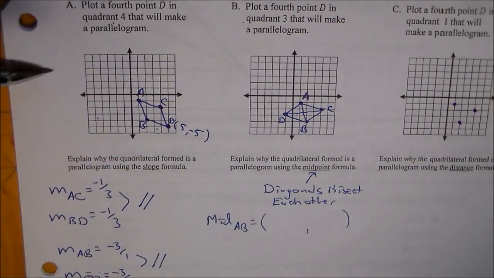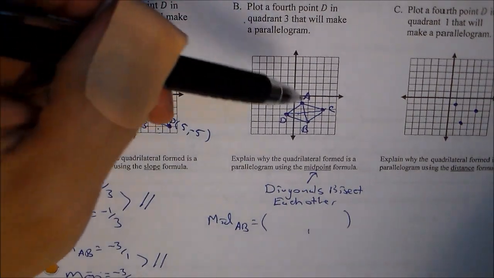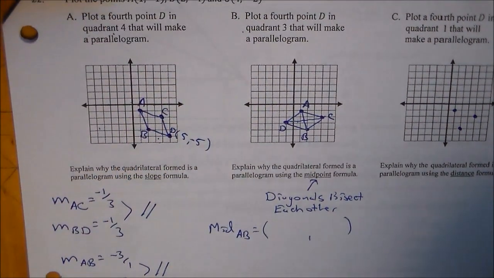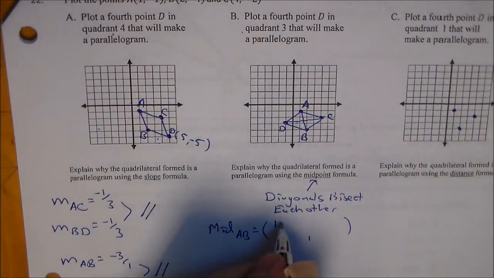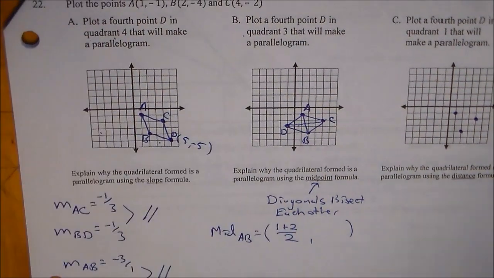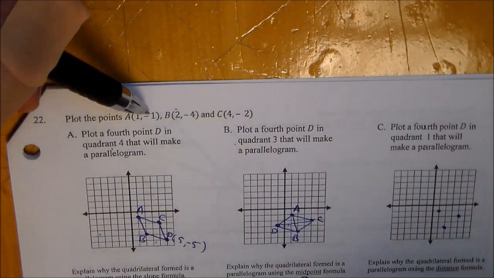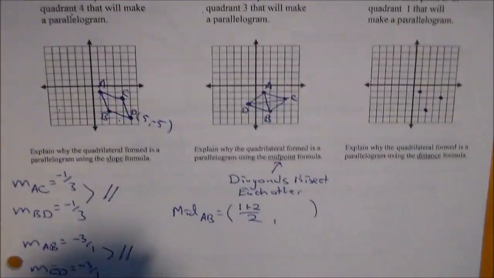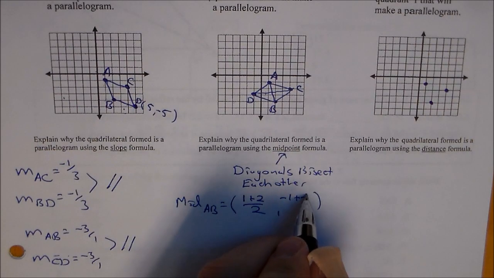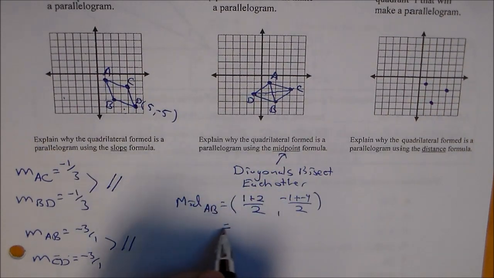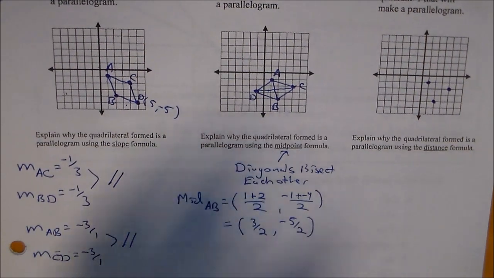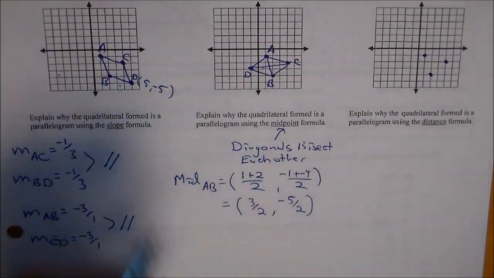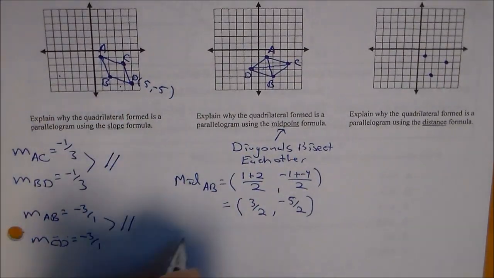Midpoint formula means you're going to add the x's, divide by 2, add the y's, and divide by 2. So for A, our x values are 1, and for B it's 2, so 1 plus 2 over 2. For the y values, it's negative 1 and negative 4 over 2. So this gives us 3 over 2 and negative 5 over 2, which are fractions and we can't quite simplify, but let's see what we get with CD and see if it matches.